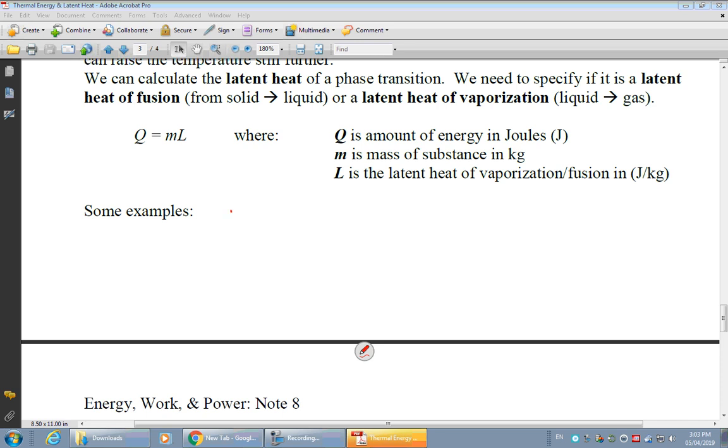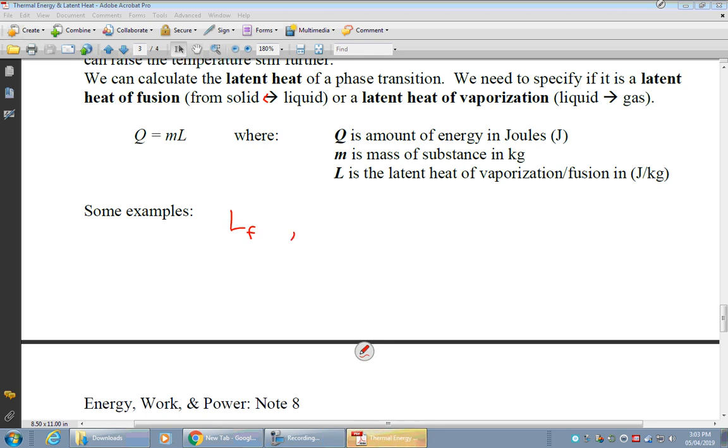So we could write LF for the latent heat of fusion, which again is solid to liquid, or you can maybe add an arrow going the other way. It's also going back the other way from liquid to solid. We use that value anytime it's a solid to liquid or liquid to solid transition.